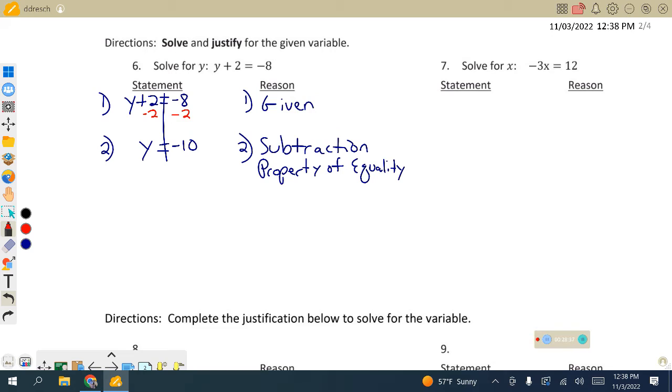So when you're done with your justification, I should have step 1, step 2, we get the variable by itself, call it a day. Chloe? So the statement is just showing all the work, and then the reason is just explaining it. That is exactly correct. So let's do that now on the next one.